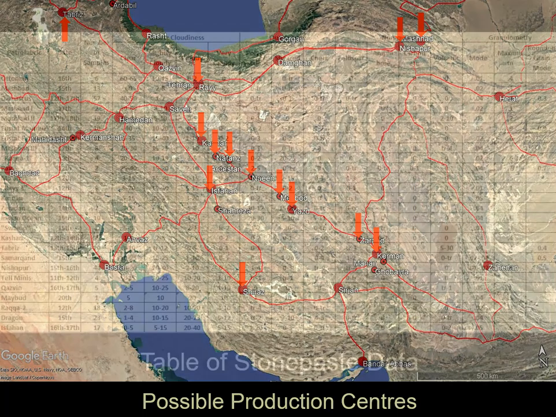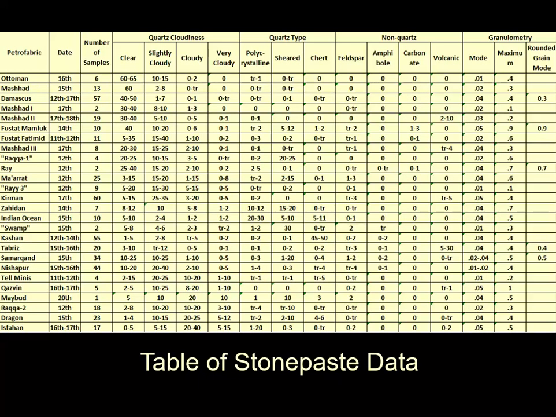Now, this is a table of all the stone paste data across the Middle East in one place. It's meant to be in order of how cloudy the quartz is with fluid inclusions, from very clear quartz at the top to mostly cloudy quartz at the bottom. It is a lot of numbers and can actually make me rather dizzy.